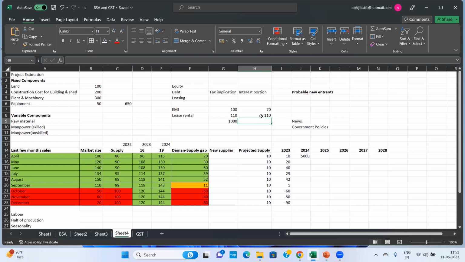Out of 170 is interest. I understand. So 70 is tax free. I am talking about saving tax. But where is the 110 rental you are paying? Entire 110 you are debiting from PL account. So your entire net profit is coming down, taxable income is coming down. You understood, Bharat?